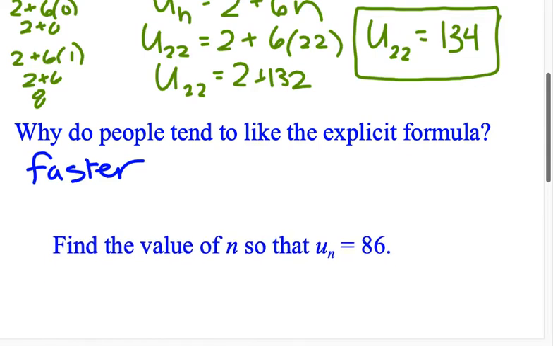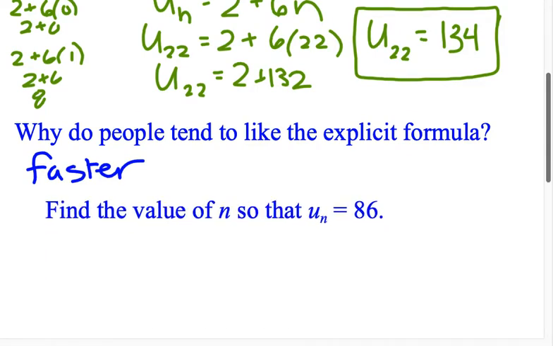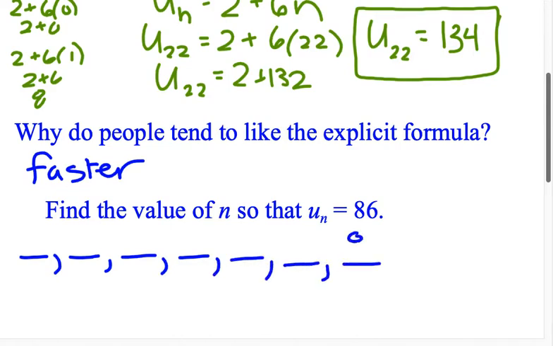Another question that you'll see is to find the value of n so that u sub n equals 86. So this is a little different. This is saying you've got your sequence, and somewhere along the line, the value is 86. I don't know, is that the first term? Is it the second term? Is it the fourth? So we're trying to find, it's like the nth term.